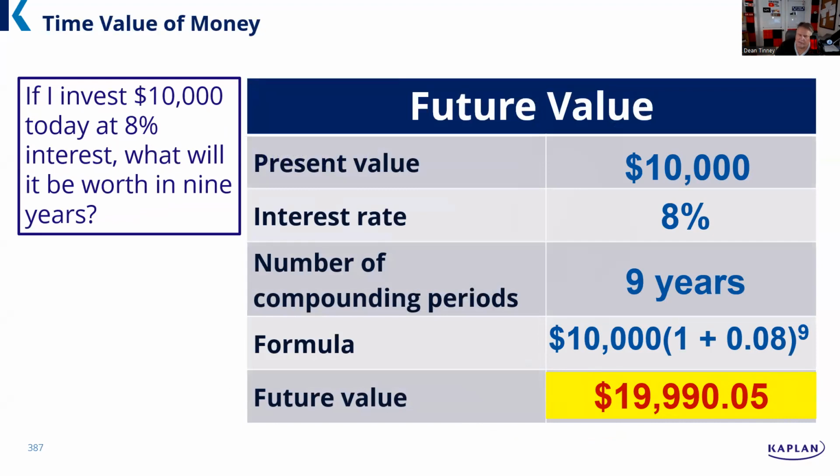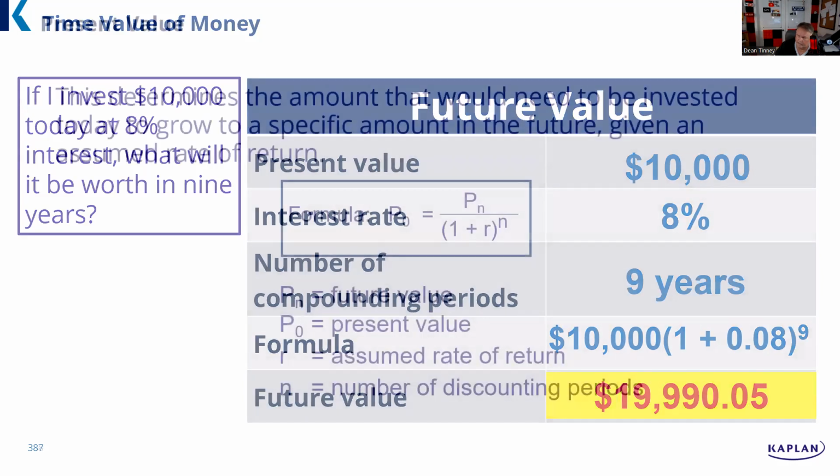$19,990.05. Again, not going to make you do the math because they're giving you a simple function calculator. What we will ask you to recognize is what are the inputs? How much we have today? What is the assumed interest rate? And what is the time horizon? How long to get there?